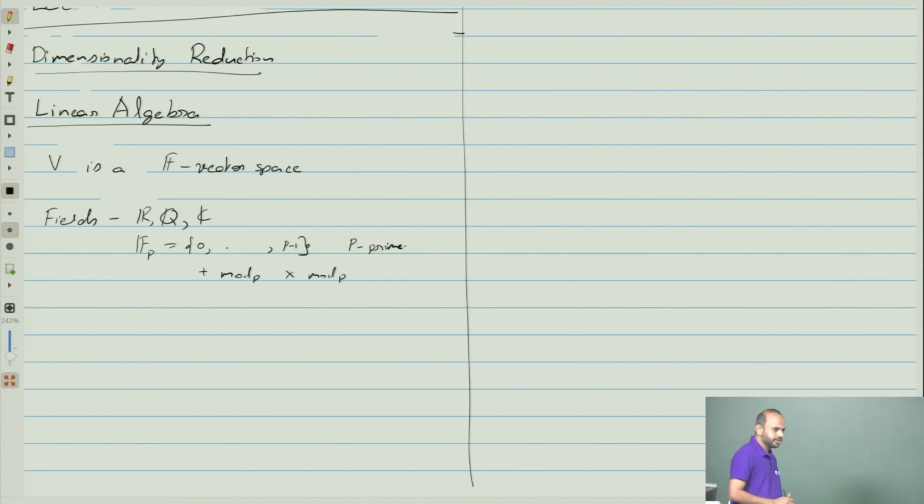So there are finite fields also. This is called a finite field. And there are the common infinite fields which you are more familiar with. Both of these are important. Finite fields are heavily used in coding theory; all your error correcting codes, that entire theory, is based on the theory of finite fields. Okay. So, now we understand what a field is.